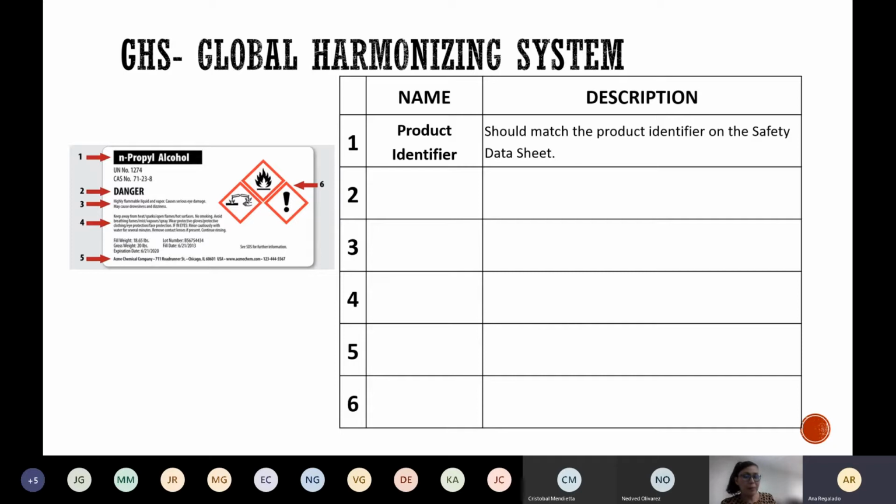And the purpose of the label is so that you can see the information quickly, without having to read all these documents. But again, it should match the safety data sheet.